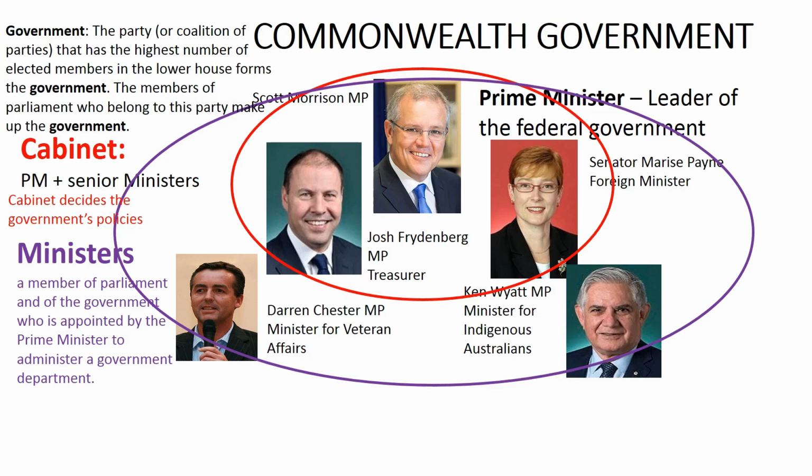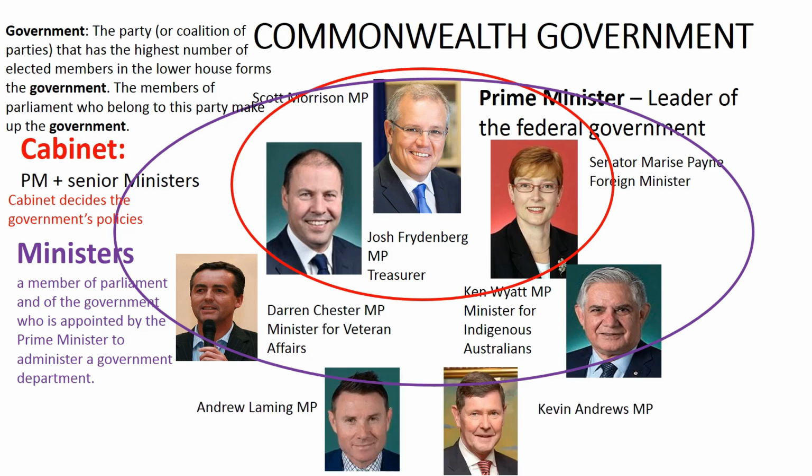Now, Cabinet is a very important body because it is the group of people that decides the government's policies. There are other members of the Commonwealth Government, that is, people who belong to the party that's won the most seats in the House of Representatives and who have been elected to the Commonwealth Parliament, either elected to the House of Representatives or to the Senate. But these people have not been made ministers.